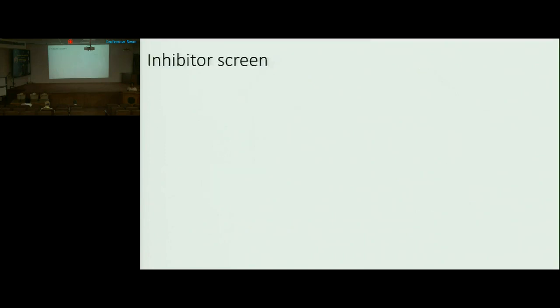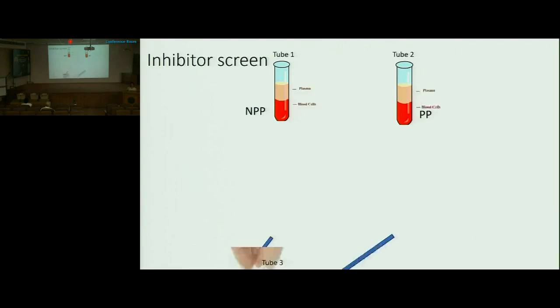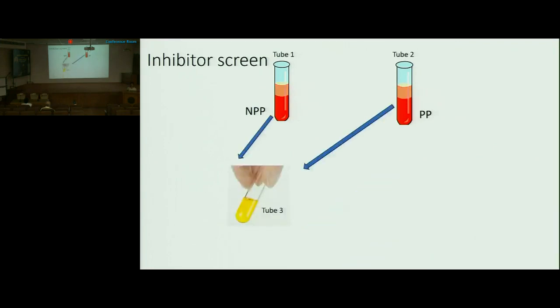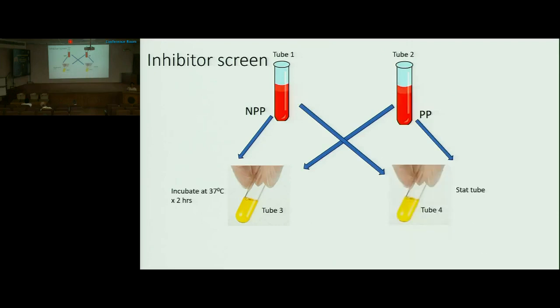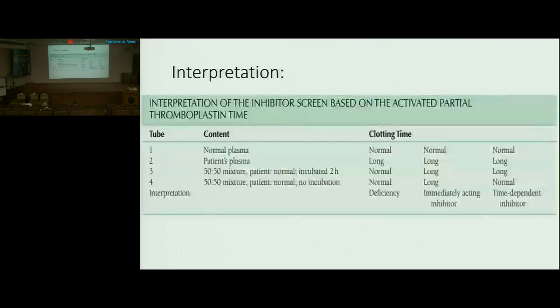In inhibitor screen, we know that there are 2 types of inhibitors. One is the immediate acting and the other one is the time dependent inhibitor. To know that, as the name indicates, it's time dependent, we are going to compare whether it acts immediately or in a time basis manner. So we mix these 2 plasmas again and then incubate at 37 degrees Celsius to see whether it is time dependent acting. Similarly, a stat tube has been made, that is, immediately we will measure the APTT and see whether it is prolonged or normal. Then measure the APTT of all the 4 test tubes.